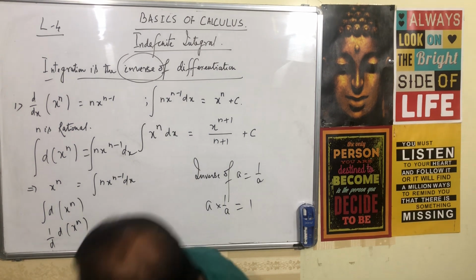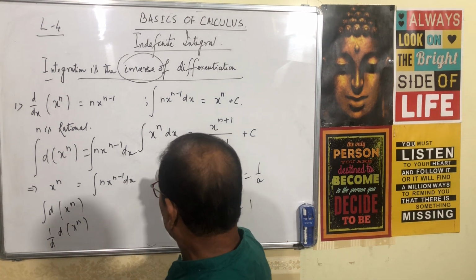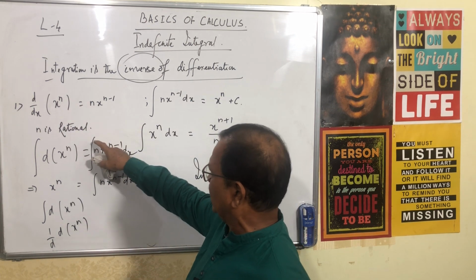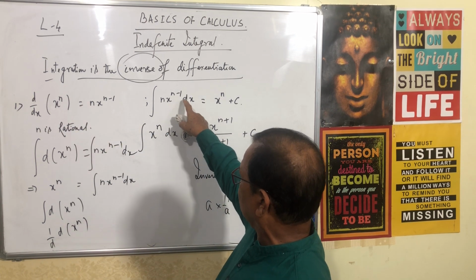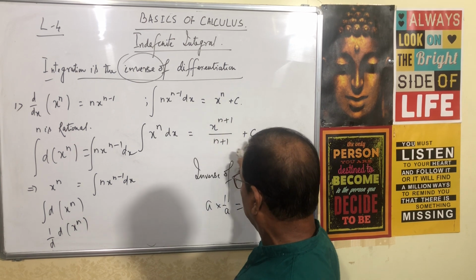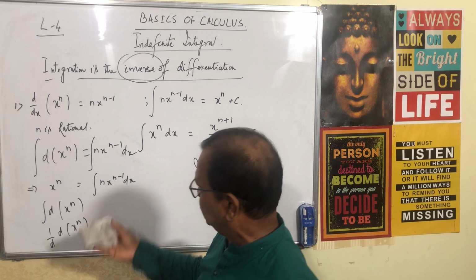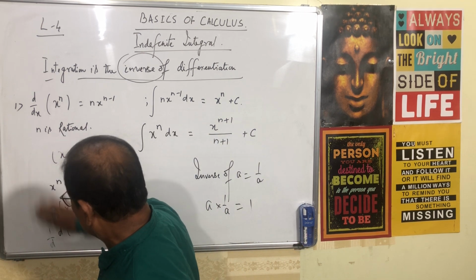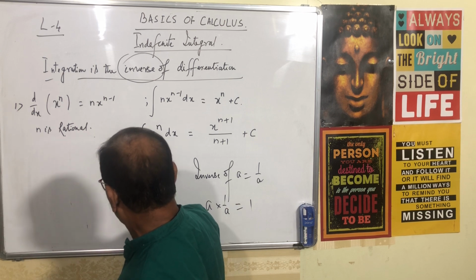Yes, let us see. So this fact you must have understood. The differentiation of x^n is n x^(n-1), and the integral of n x^(n-1) dx is x^n + c, and this is the integral of x^n dx. Finally, it is a formula now. Now let us see another fact.